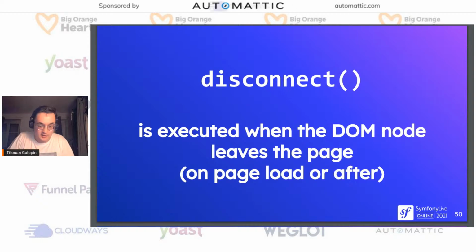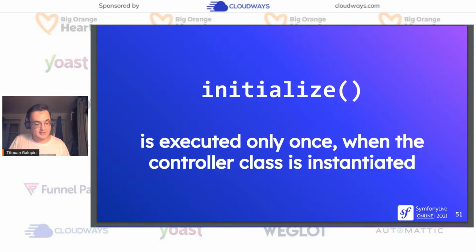Disconnect is executed when the DOM node leaves the page. Initialize is created only once, executed only once. So basically, if you have multiple usage of a controller inside a single page application, let's imagine, for instance, you have multiple counters inside your same Twig template. Connect will be called for each counter, whereas initialize will be called only once for all counters.